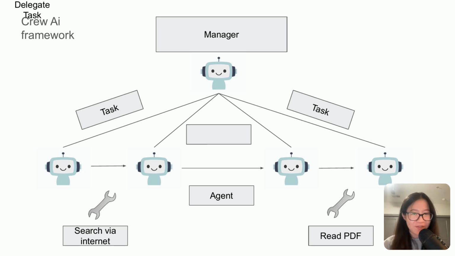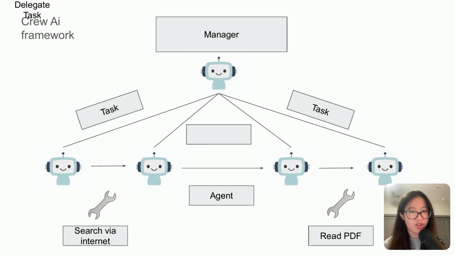At the top, we have the manager, who is the one who delegates tasks, ensures the collaboration, and keeps everything running smoothly between each agent. Next, we have the tasks. These are specific jobs or goals we want our agents to accomplish. Then we have the agents. These are AI workers that perform the tasks. Each agent specializes in different tools. Some may search the internet for data, others may read and analyze PDFs, and some might even rewrite content.